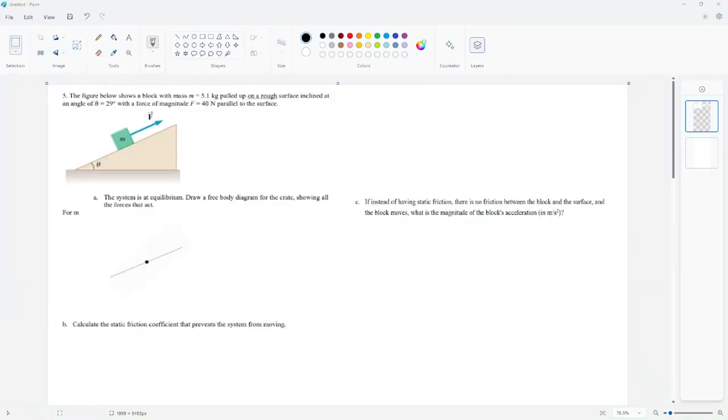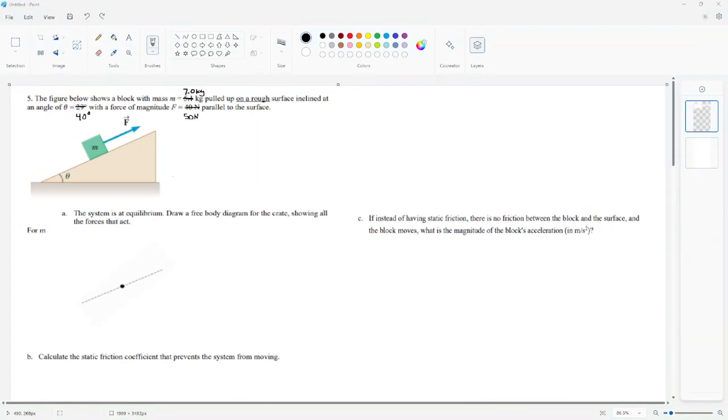Okay, now we're dealing with question 5. The figure below shows a block of mass m equals, you know what? Boom, change the question. Okay, the figure shows a block with mass m equals 7 kilograms pulled up a rough surface inclined at an angle of 40 degrees with a force of magnitude F equals 50 newtons parallel to the surface. Right here, they want us to write a free body diagram. Draw a free body diagram for the system. So let's go ahead and do that.